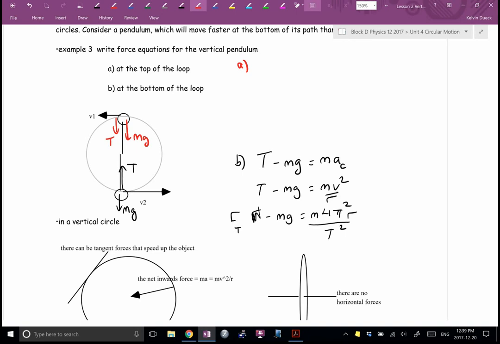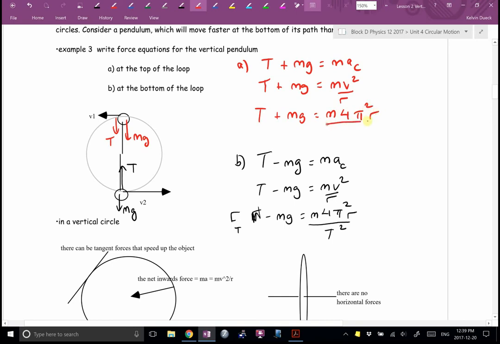Both. So what's my equation going to be here? Tension and mg equals mac. Or tension and mg equals mv squared over r. Or tension and mg equals m 4 pi squared r over t squared. Rats, I'm going to get that t mixed up with the other t. I'll call that tension F sub t.